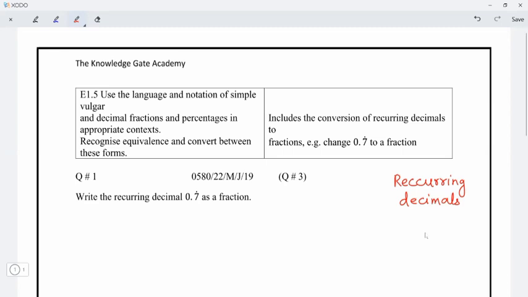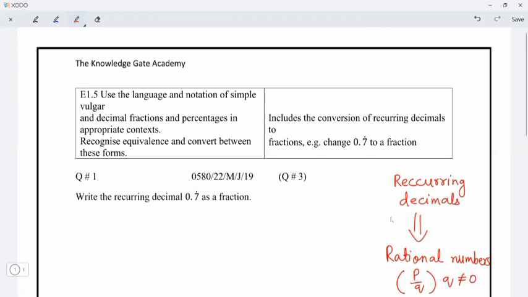Actually, recurring decimals are basically a type of rational numbers. What are rational numbers? Rational numbers are the numbers that can be expressed in the form of p by q, where q must not be equal to 0. This means that recurring decimals are one type of rational numbers.